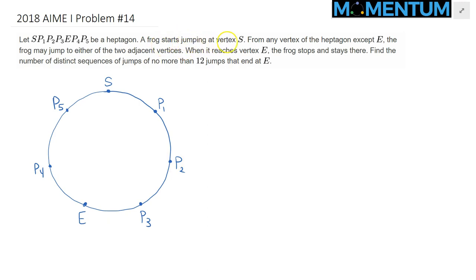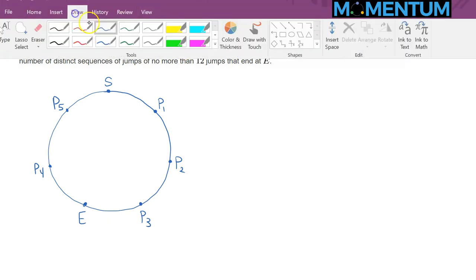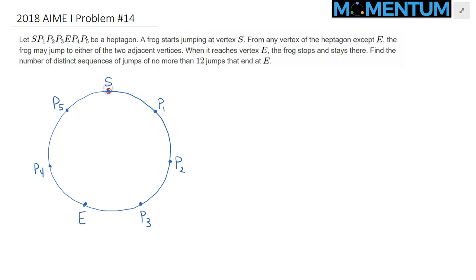A frog starts at vertex S, so we have our frog here at point S, and at each time we would jump to one of the two neighbors. For instance, if you start at time 0 at S, which we know, at time 1 we can be either on P1 or P5. We have to jump, we cannot stay on S. And if we are at P5, for instance, the following period we will be in P4 or S, and so on. The only exception is the vertex E.